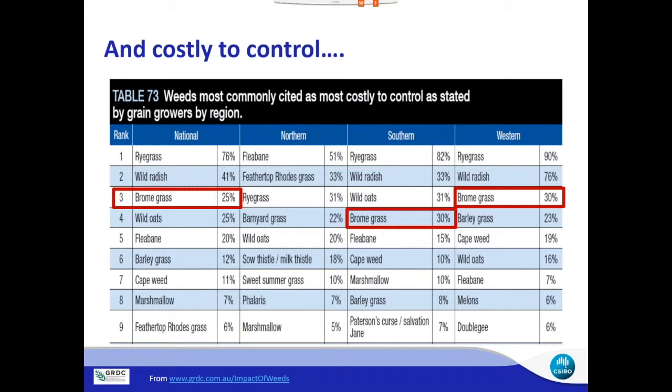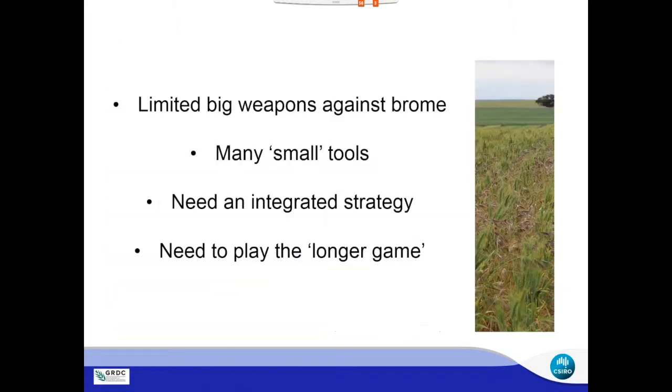And as I said, resistance is not a big factor in that response. It's about just what a difficult weed it can be to control and its competitive nature. One of the reasons for that is so limited big weapons. So in some areas, you're still able to use Clearfield technology, Group B herbicides. But you really haven't got too many big weapons against this weed, so it really is a game of many small tools to battle brome over the longer term in an integrated strategy.